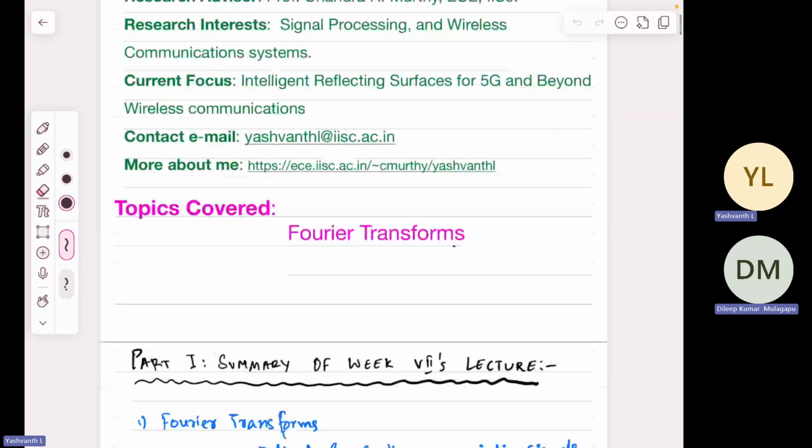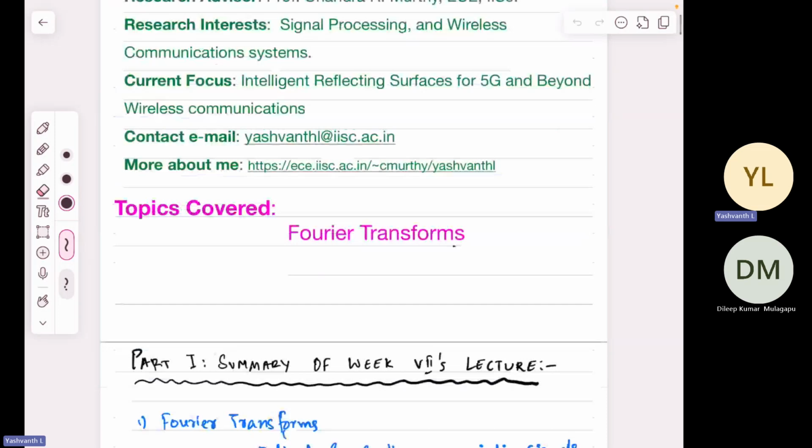Yes, sir. Okay. So the topic for this week will be on Fourier transforms. Fourier transform is a very important topic as far as this course is concerned, because there are varieties of applications of Fourier transform. So it's very important that we understand Fourier transform.